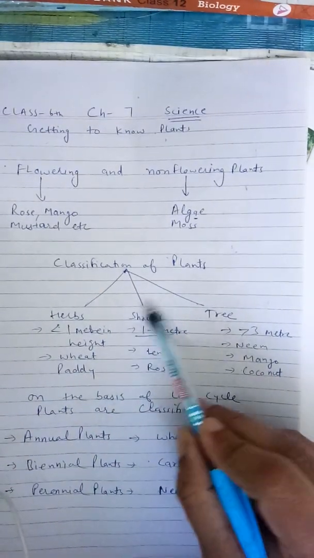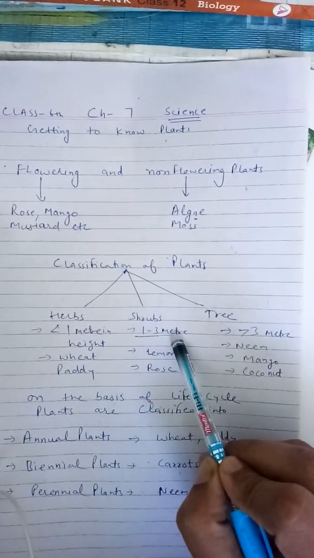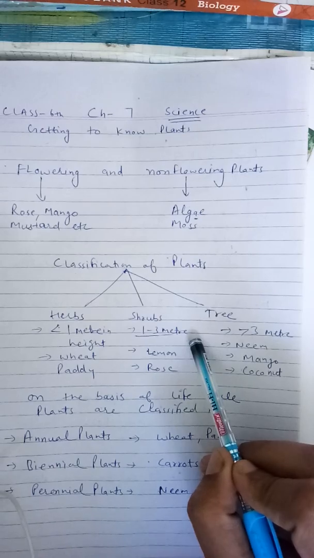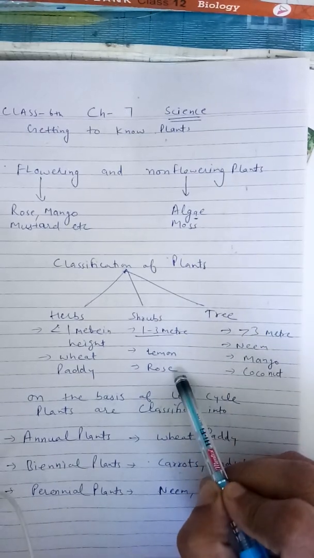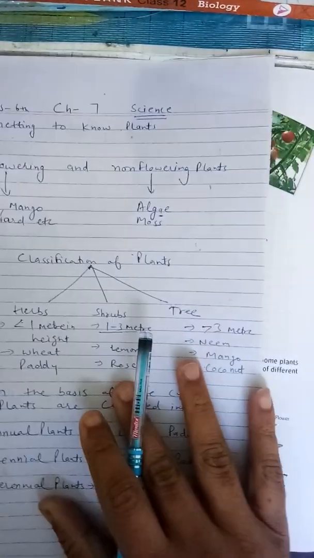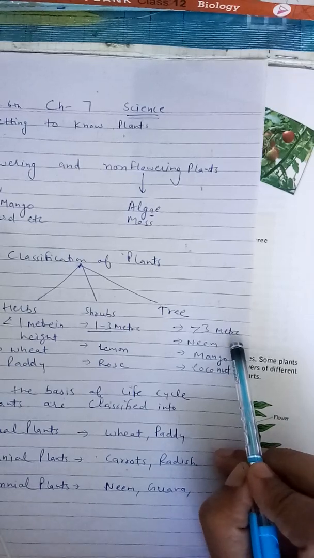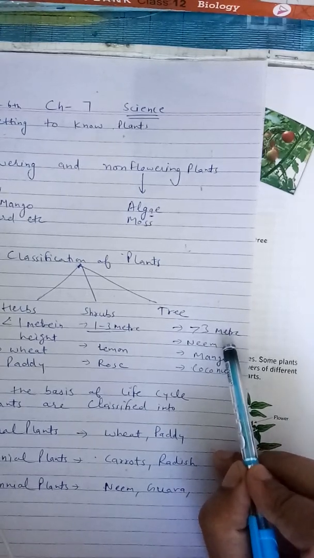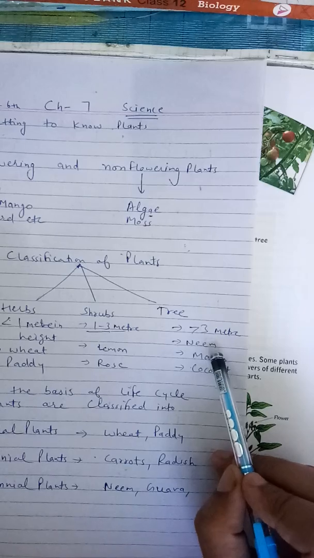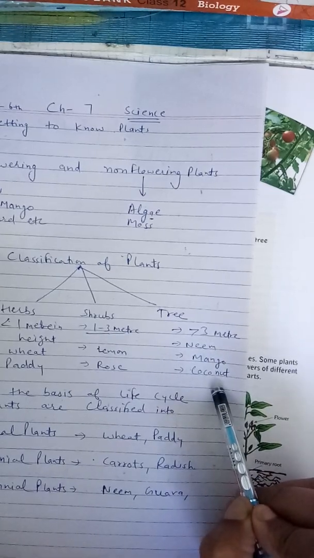Next is shrubs. Shrubs are medium sized plants, 1 to 3 meters in height, with thin branches that start above the ground, and their stems are generally hard. Examples are bougainvillea, lemon, rose and henna plant. Next, trees. Trees have a height of more than 3 meters, and they are very tall, large plants with woody, hard stems, or one main stem with a number of branches on it. Examples are neem, mango and coconut.